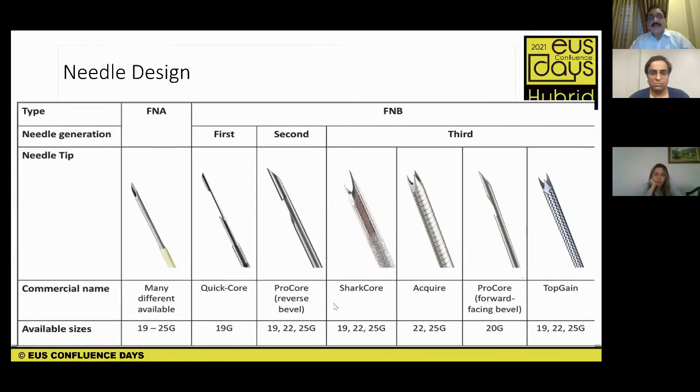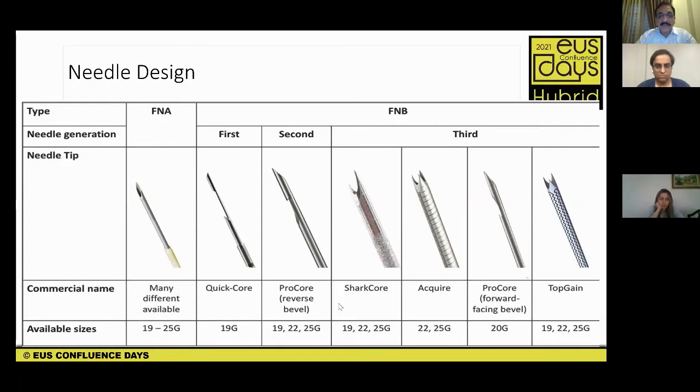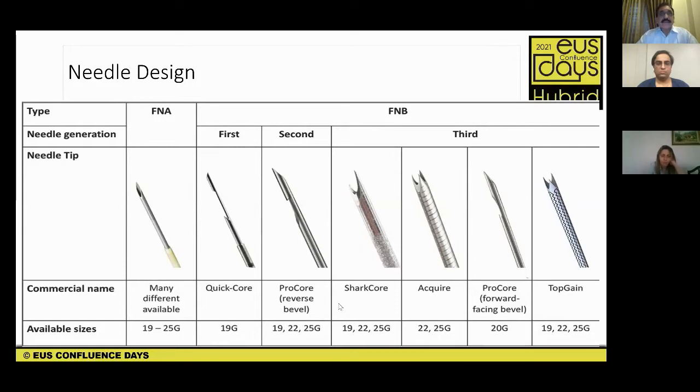We look into this. So what are these biopsy needles? We probably can divide these needles into FNA needles and FNB needles. The FNB needle which first came to obtain a histological core was from Wilson Cook, which gave us the Quick-Core needle, and subsequently a reverse bevel ProCore needle, where maximum experience is available. However, when the tip design changed, that is, it became crown cut needles, the game changed, the analysis changed, the outcome changed. There are 2 or 3 different types of needles. We have Franseen type of needle like Acquire, or the double bevel needles like SharkCore and Top Gain.